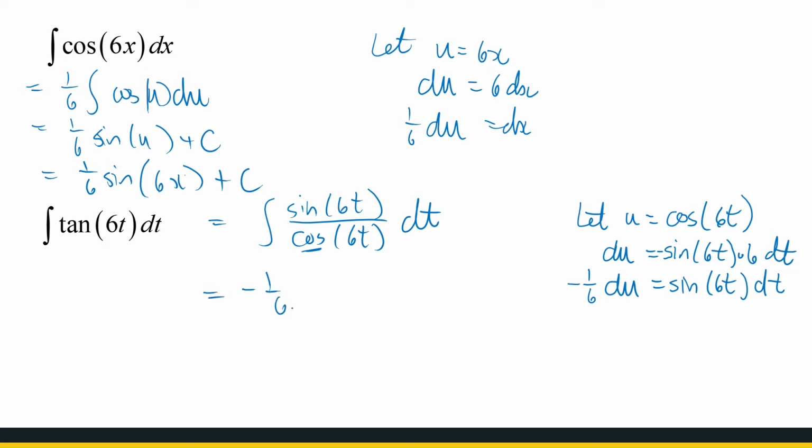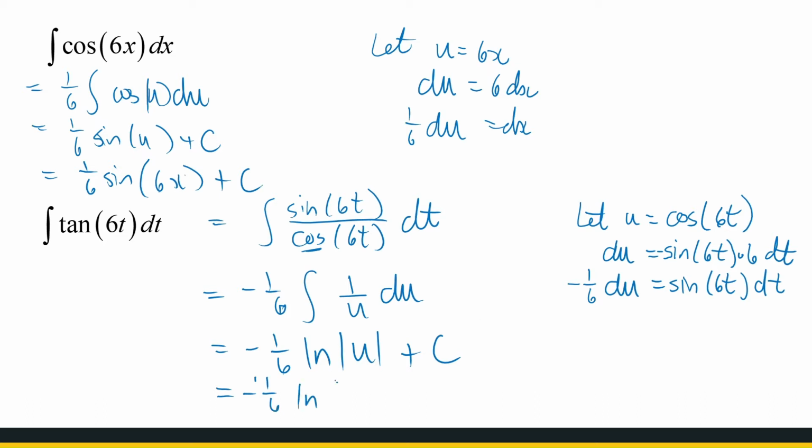That's minus 1 over 6. The integral of sine 6t dt is the minus 1 over 6 du, so I've got 1 over u du. There we go. Now we've simplified it. The antiderivative of 1 over u is ln of the absolute value of u. So that's minus 1 over 6 ln of the absolute value of u plus c. So this is then minus 1 over 6 ln of u. U is cos of 6t, so it's the absolute value of cos of 6t plus c.